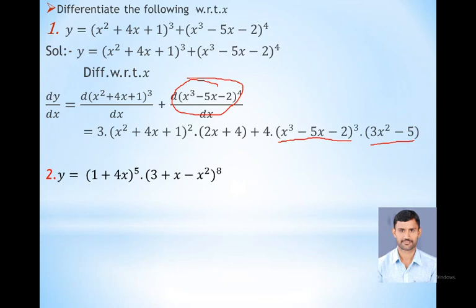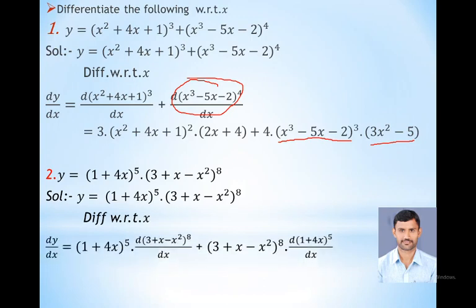Now next problem is y is equal to 1 plus 4x bracket raised to 5 into 3 plus x minus x square bracket raised to 8. We are given y is equal to 1 plus 4x bracket raised to 5 into 3 plus x minus x square bracket raised to 8. Now we have to find out dy by dx. Now differentiate with respect to x. Dy by dx is equal to, here we use product rule, u into v. First function as it is, then derivative of second plus second function as it is into derivative of first.